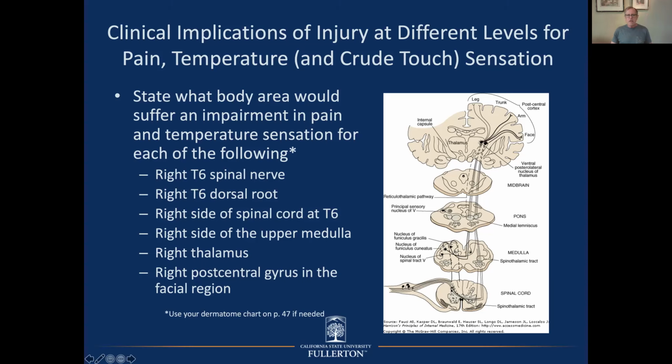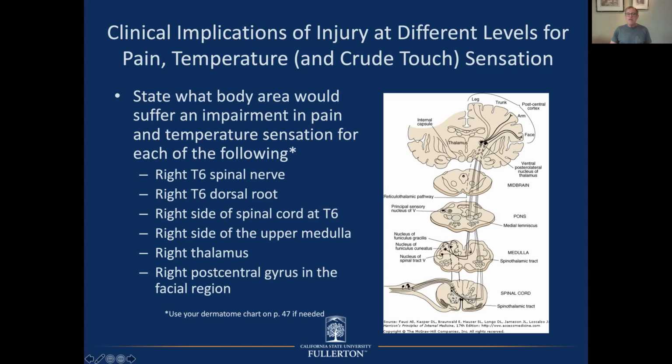And what side is it going to be on? The damage is on the right. The loss will be on the left side of the body. Why? Because all of those second order neurons in this pathway for the entire body, not the head, crossed at the level of their entrance. And now they're being interrupted at the upper medulla on the right.